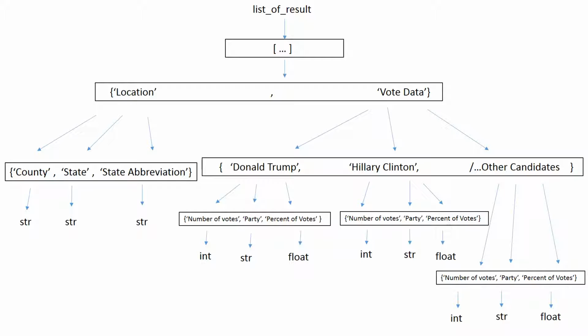The value of the first dictionary is the key of the second dictionary, etc. For example, if you wanted to know the party of Donald Trump, you would access the vote data dictionary and then the Donald Trump dictionary and then the key party and the value Republican.